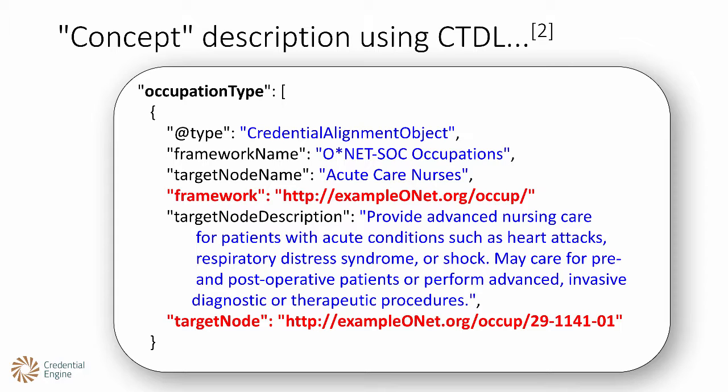Show me credentials that have been mapped to acute care nurses. And you can imagine that makes for a very, very powerful mechanism for exploring credentials and other resources directly off of the ONET vocabulary, because that transition has been made. Now we're going to look at another example here, but we don't need to go into that same level of detail because exactly the same thing applies.